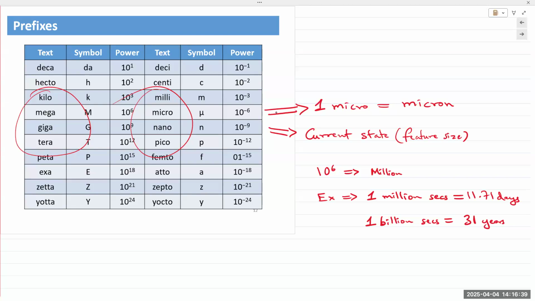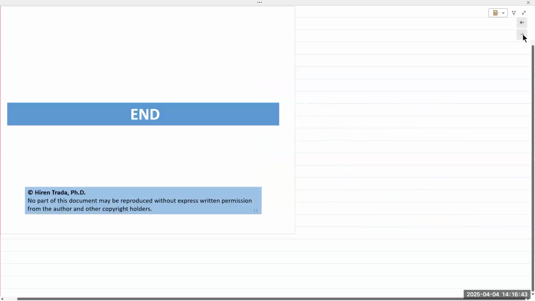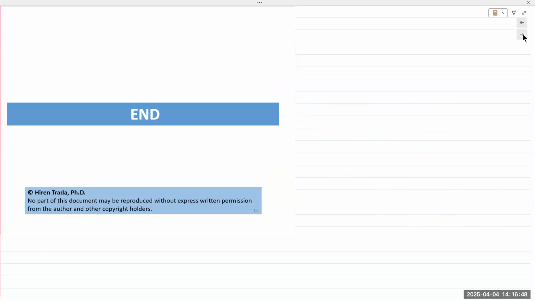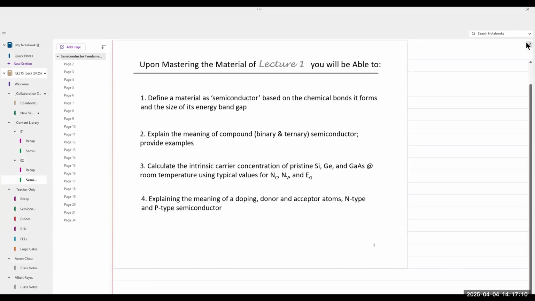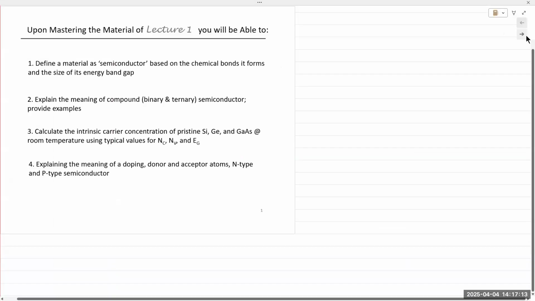That's an unimaginable amount of money. Anyway, as engineers, you will run across these values all the time. One of the other common places where we use these large scales are frequencies. Your home wireless routers, 2.4 gigahertz, 5 gigahertz, right? Anyway, so that's that slide. And now let's begin semiconductor fundamentals.